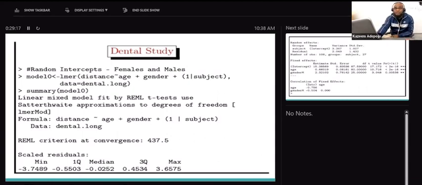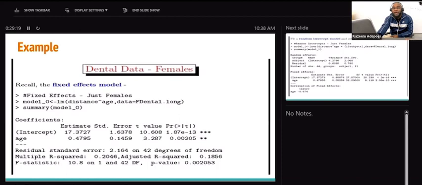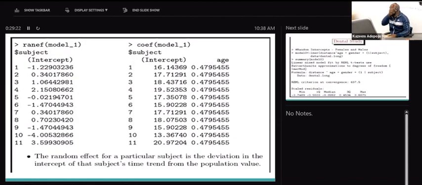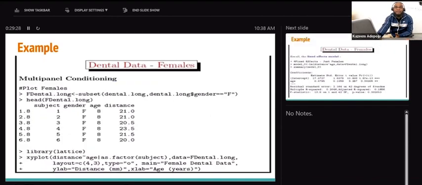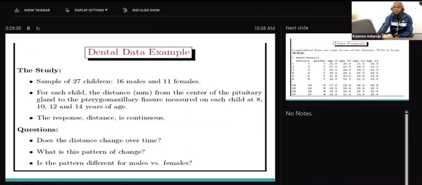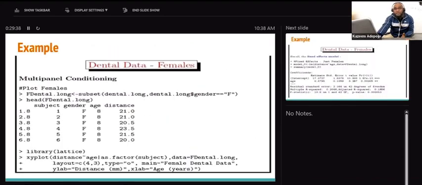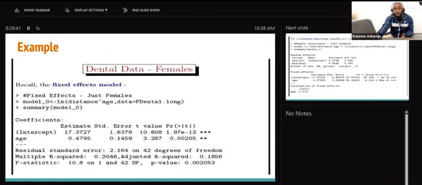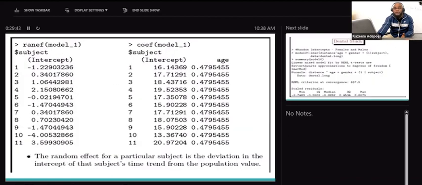Why do I have 11 subjects here? Because I was only focusing on female. If you take a look, how many females do we have in this study? We have 11 females. What we've been doing before now, we didn't focus on male. Right now, we want to focus on both of them together.